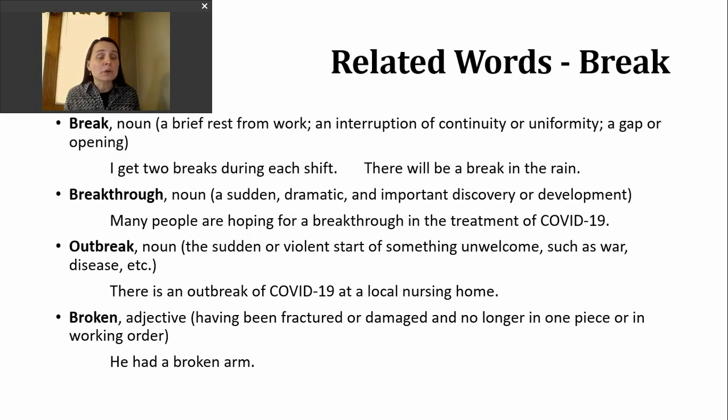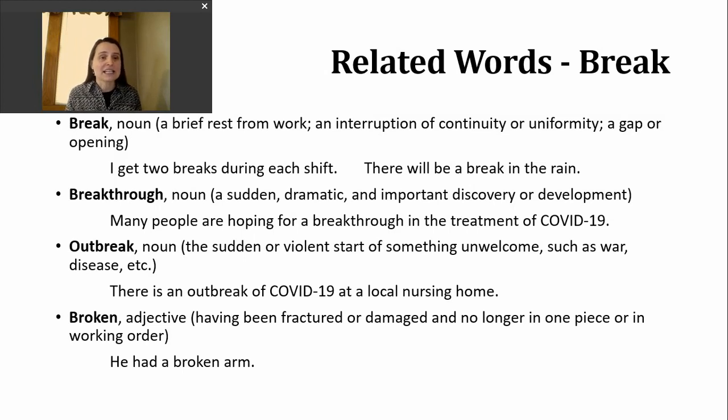Finally, the last word we're going to look at is an adjective. It's broken, right? You might be thinking, hey, that was the participle, and you're right, it is. And the way we might go about figuring out, is it being used as a participle, or is it being used as an adjective? Looking at what comes before or after the word can be a nice clue.